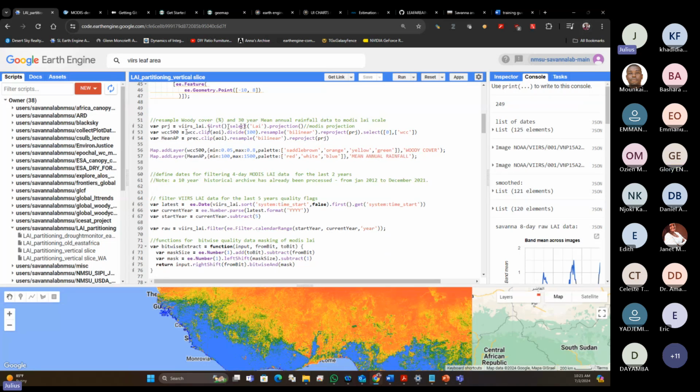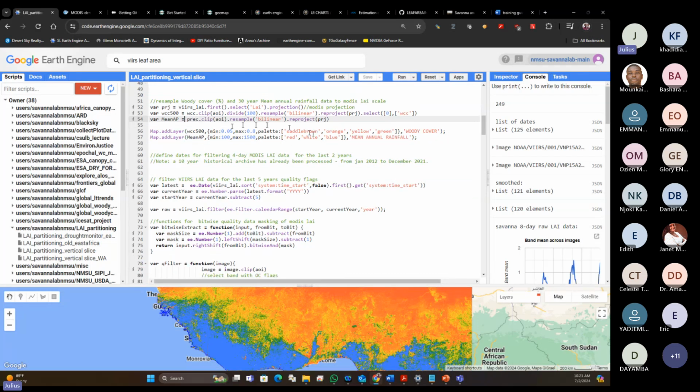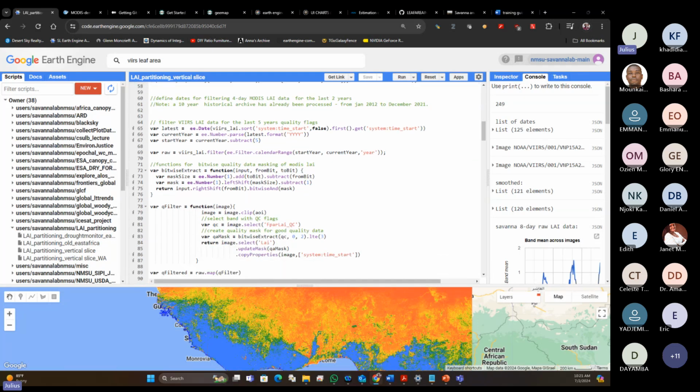First of all, we've resampled, because our woody cover is originally at a less than 100-meter resolution. We've resampled it to match the same resolution and projection of the VIIRS data. So that's to make sure that we are overlaying data that is matched both in terms of spatial resolution as well as projection. We've also resampled the mean annual precipitation, which is the CHIRPS product Njoki mentioned, to match the same. And then we displayed it on the map.